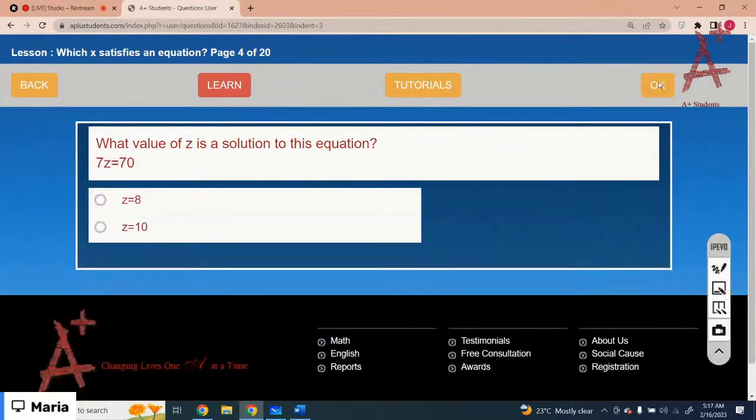Okay, the next one is 7z equals 70. So which is the correct option? 7 is multiplying to z, and opposite to multiplication is division. You have to divide both sides of the equation by 7. 7 times what number is 70? 7 times 10 is 70. So the correct option is 10. Got it?